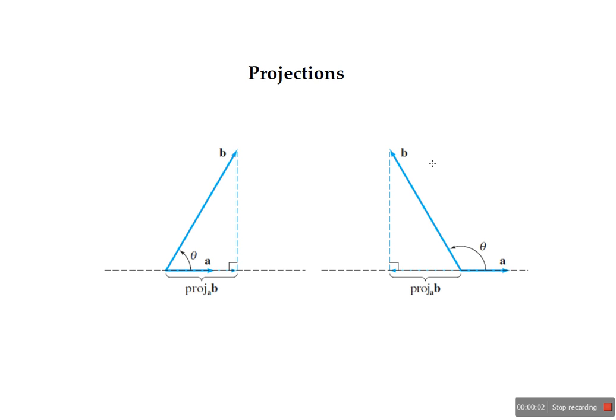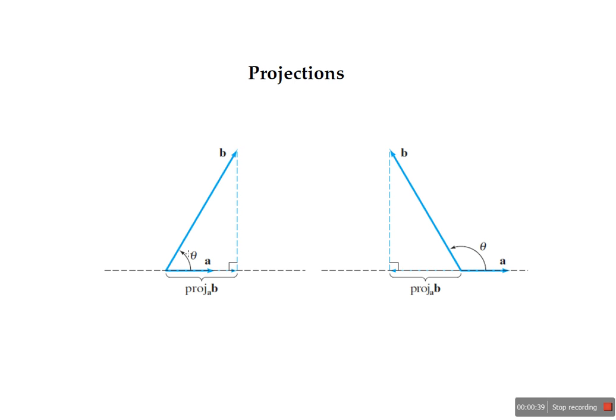Hello, this video is a short introduction to projections of vectors. One very naive way to think of what a projection is to think about a shadow. Suppose you're given two vectors, a vector A and a vector B. A projection of the vector B onto A is sort of the shadow of this vector B onto the line which is passing through the vector A.